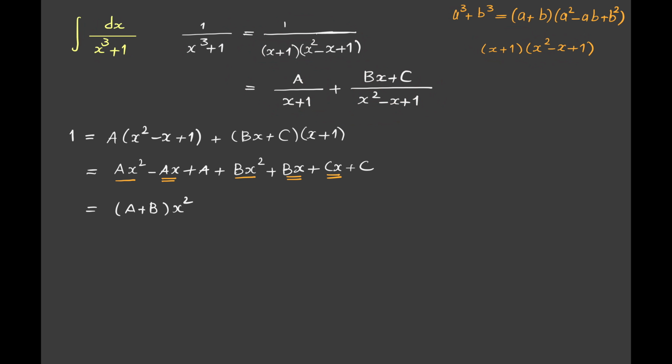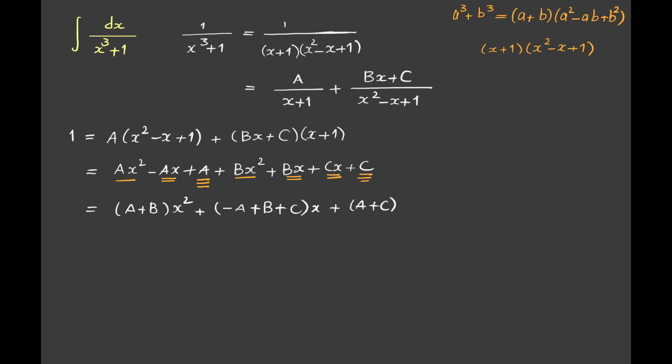So what is left for me here is minus a plus b and plus c. And finally, I have two constant terms, a and c, so I put them together. Okay, so now I have to identify this with 1.